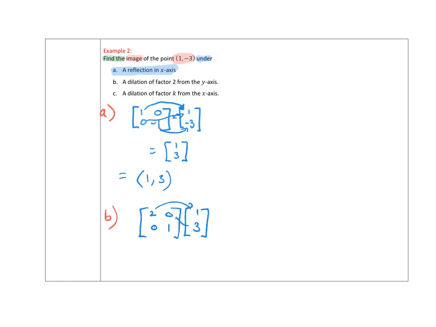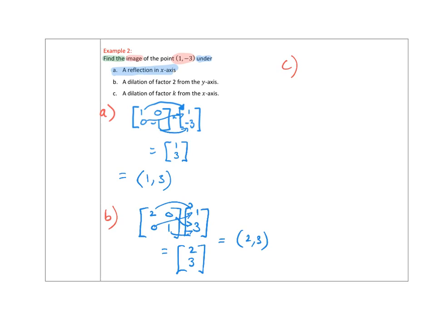2 times 1 plus 0 times 3 gives us the point 2, and 0 times 1 plus 1 times 3 gives us the point 3. And so we can see that our new coordinate, or the image of the point 1, -3, is 2, 3. You might also note that if we're dilating by a factor of 2 from the y-axis, this is doubling all of the x values.